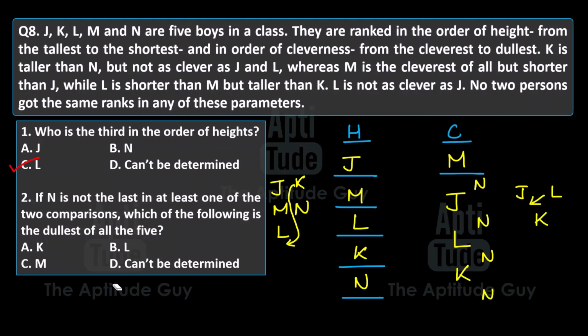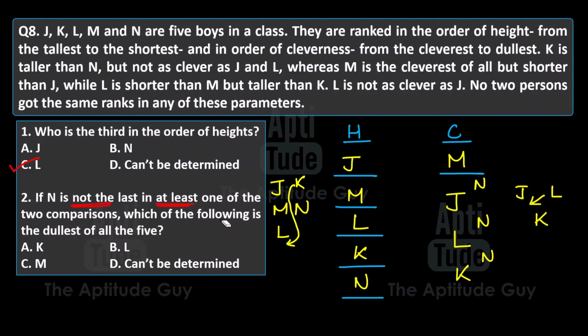Done. Second one, if N is not the last, not the last in at least one of the two comparisons. Now, this N we cannot touch. This is a concrete arrangement. We cannot remove this. But this N we can move around because we are not sure what is N's rank. We have four possibilities. So if N is not the last in at least one, it means minimum one in one possibility, in one comparison. Okay, let's remove this N. N is not the last in one.